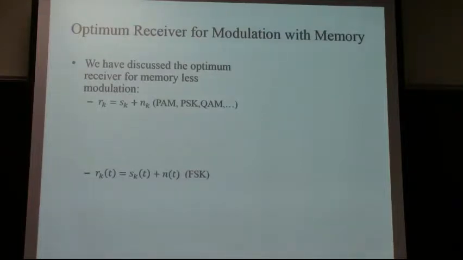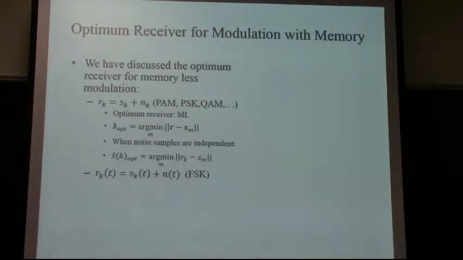We have discussed the optimal receiver for memoryless modulation, and we mentioned that there are two kinds of optimal receiver. One is when each received sample is the summation of the transmitted signal and the noise, such as PAM, PSK, and QAM modulation. The other is when the received samples are the transmitted signal plus the component of the noise, as an example the FSK modulation.